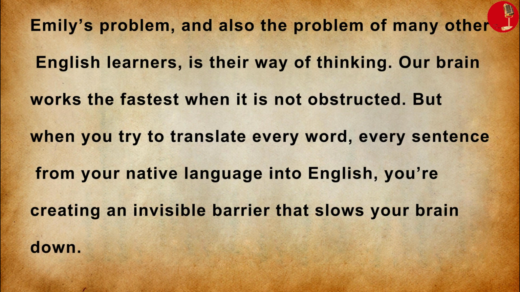Emily's problem, and also the problem of many other English learners, is their way of thinking. Our brain works the fastest when it is not obstructed. But when you try to translate every word, every sentence from your native language into English, you're creating an invisible barrier that slows your brain down.